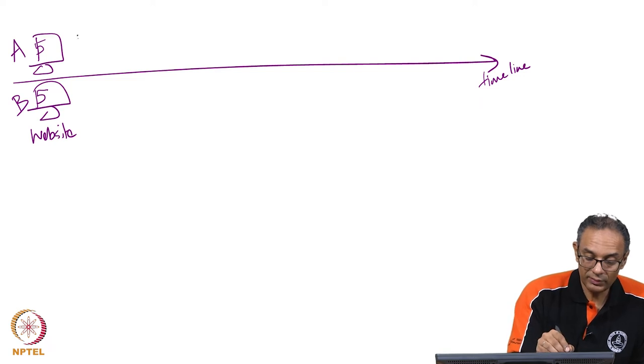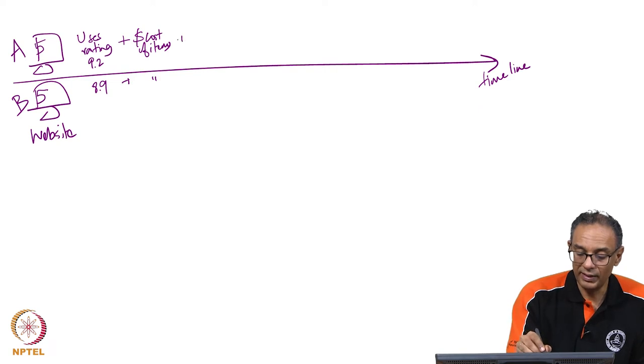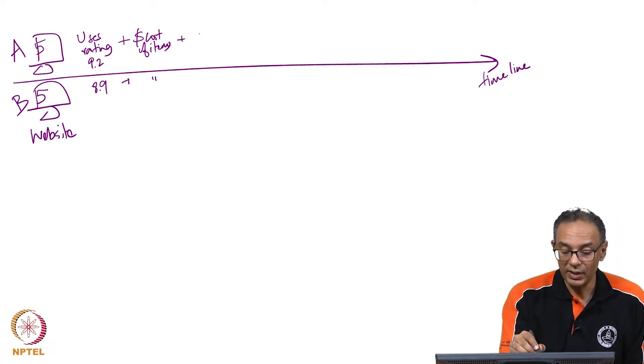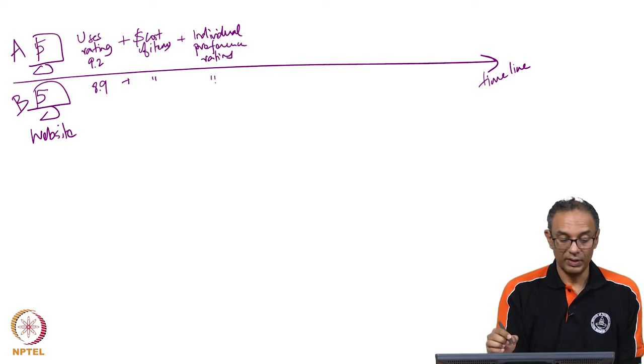So it uses ratings of 9.2 here and 8.9. And it also uses the dollar cost of items. In addition, it also uses the individual preference rating for each item. Okay, it uses for both.